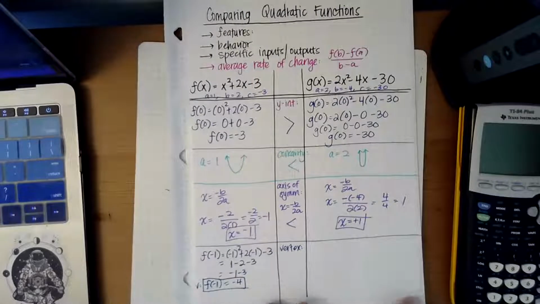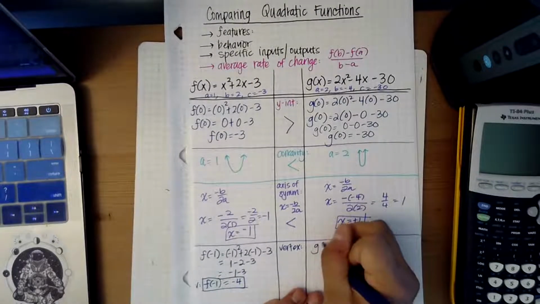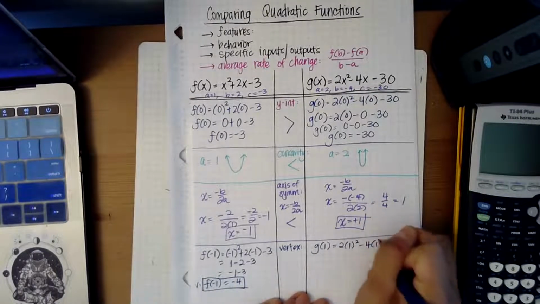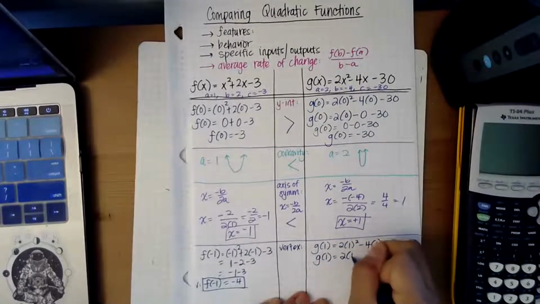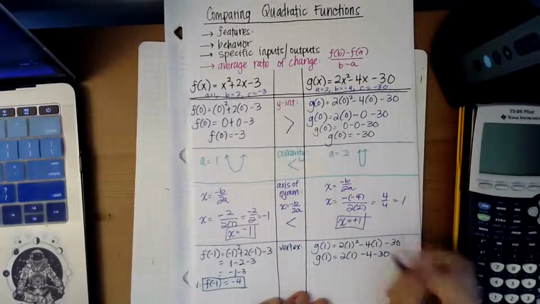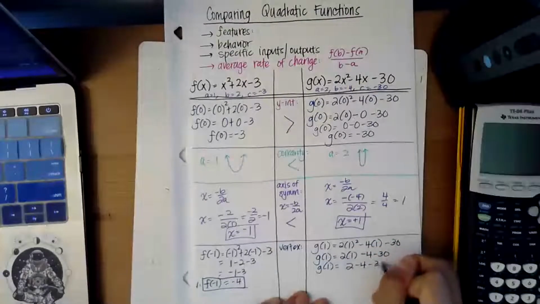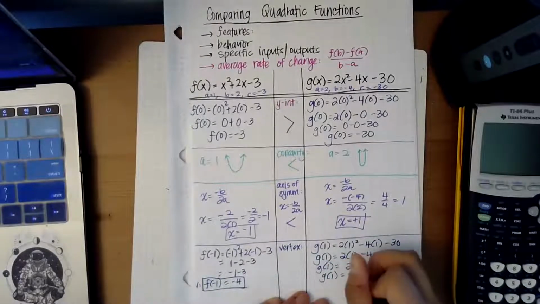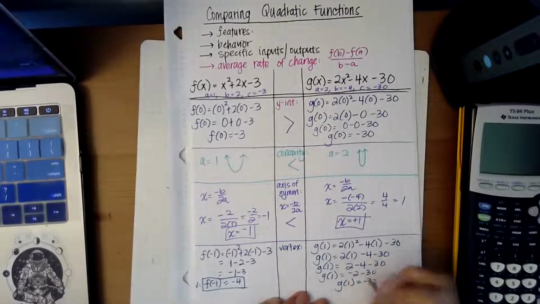I'm going to do the same thing over here. The axis of symmetry is at the input of 1, so that's what I have to use. g of 1 is equal to 2 times 1 squared minus 4 times 1 minus 30. So g of 1 is equal to 2 times 1 minus 4 minus 30, which is 2 minus 4 minus 30. And so that gives me that g of 1 is equal to -2 minus 30, which gives me -32.